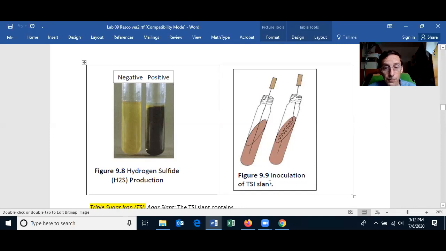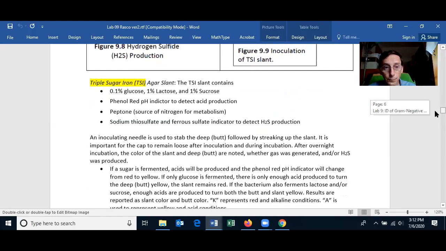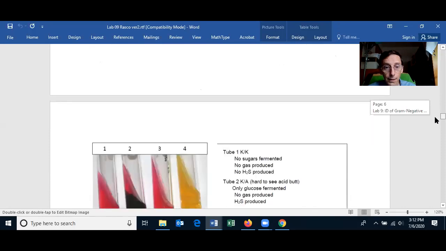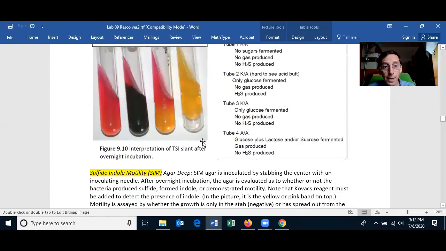With the TSI tube, when you're inoculating it, besides stabbing, you also grow bacteria on the slant of the tube. What you can look at is on the tubes, hydrogen sulfide will look black, which is usually only seen in the bottom of the tube. The top is not black.